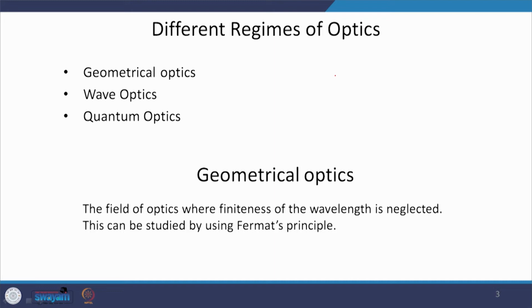Now, as discussed before, the different regimes of optics are geometrical optics, wave optics and quantum optics. In geometrical optics, we assume that the extent of wavelength is almost 0. We neglect the finiteness of the wavelength, and geometrical optics talks about the part of optics where diffraction is neglected.